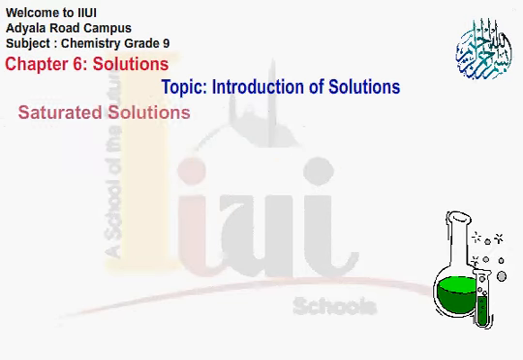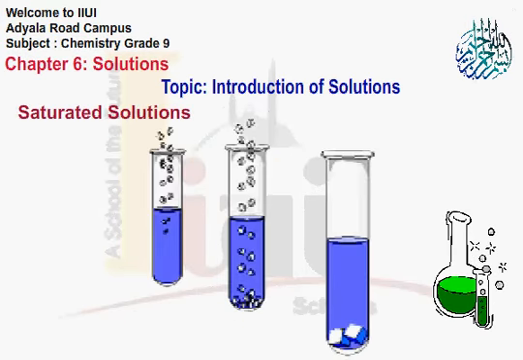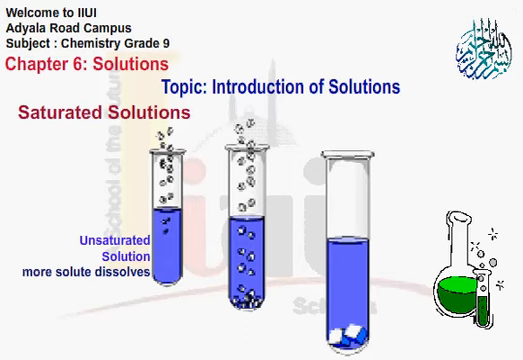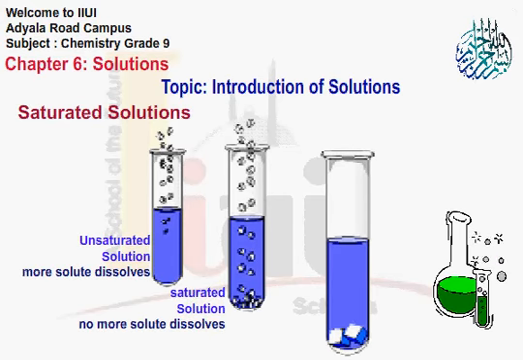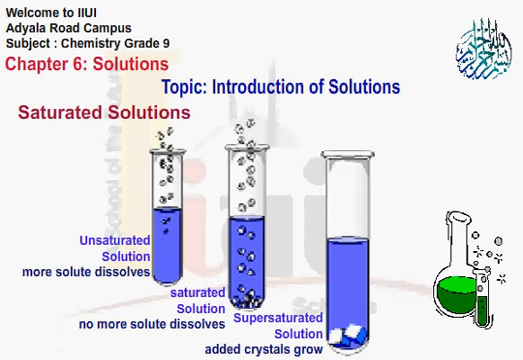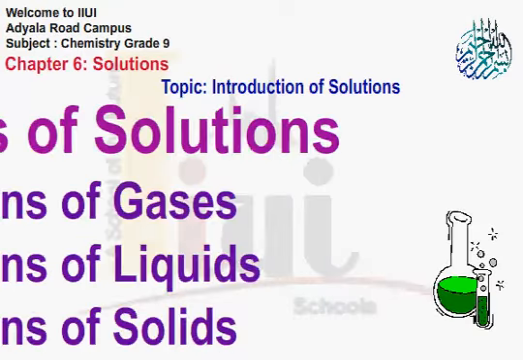A solution which can dissolve more of the solute at a given temperature is called an unsaturated solution. The solution which cannot dissolve more solute at a particular temperature is called a saturated solution. A solution that contains more of the solute than is contained in the saturated solution is called a supersaturated solution.